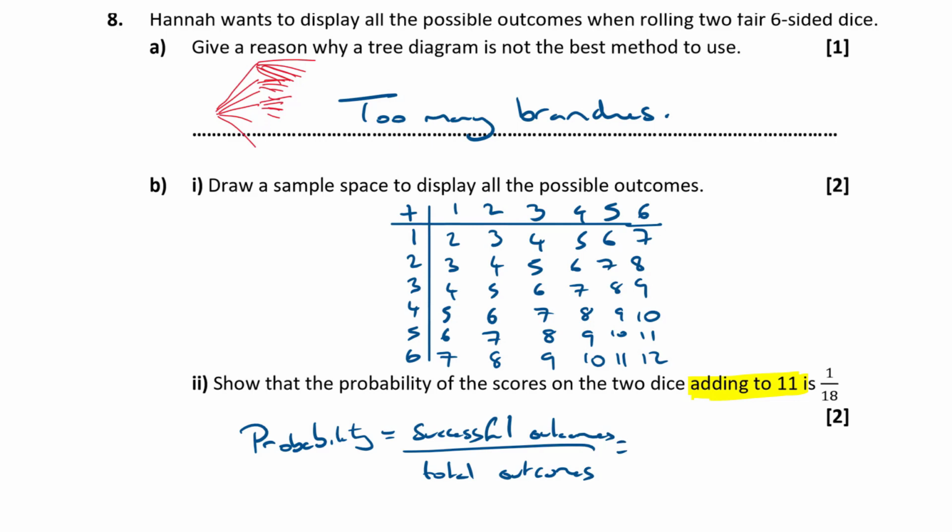In this case, there are 36 different outcomes, each one of those numbers in the sample space. 6 times 6 is 36, so that's the number on the bottom. And how many 11s can we see? Well, I can see one there and one there, so that's 2 altogether. So there are 2 successful outcomes out of 36. Dividing top and bottom by 2, that's going to give me my 1 over 18 as requested.